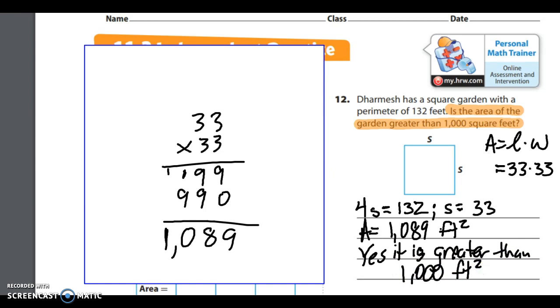So that was a 2-part problem that actually was kind of tricky, but I helped you, so we got through it. Let us move on to number 13.